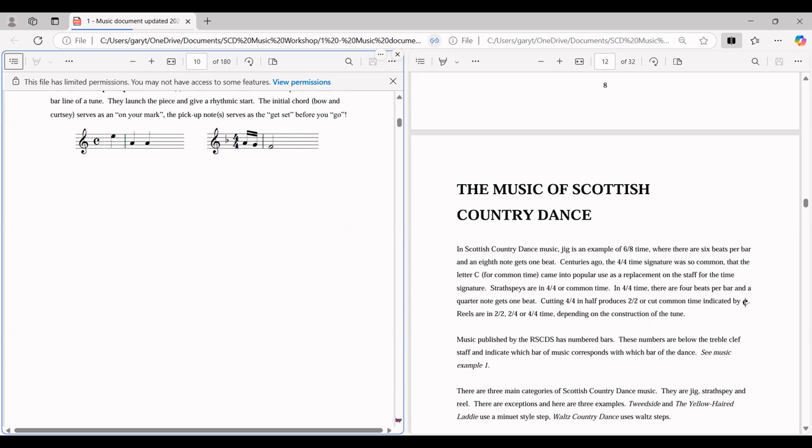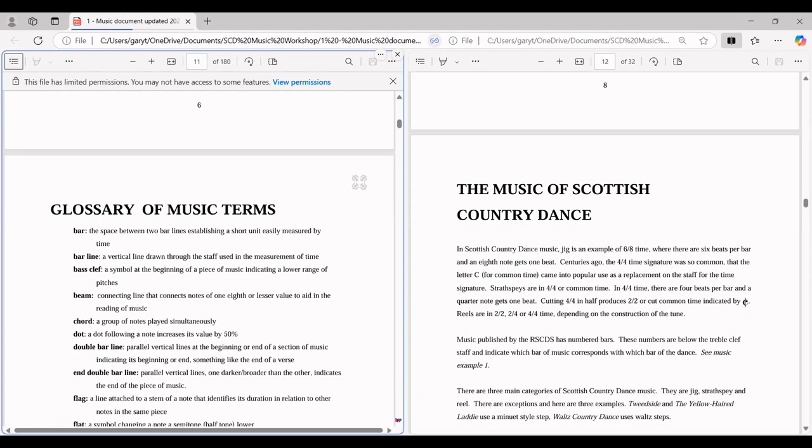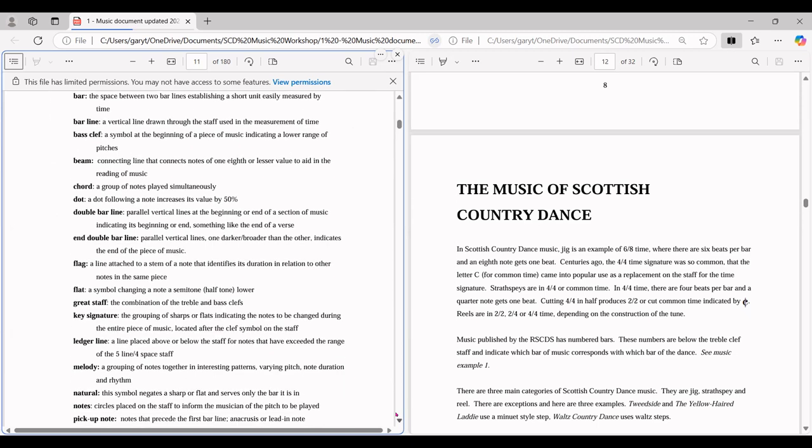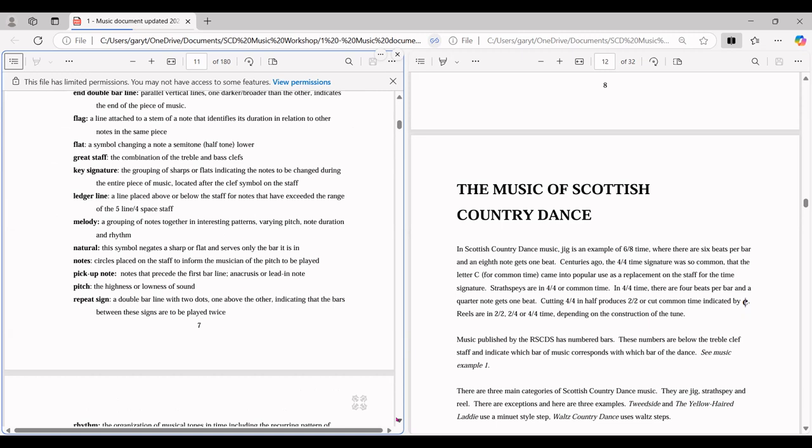Now, I've gone through a whole bunch of stuff very quickly. Does someone have that section? And in that same document, there are the terms listed that we commonly use as musicians, as teachers. Bar is one of the most important ones, knowing what a bar of music is.